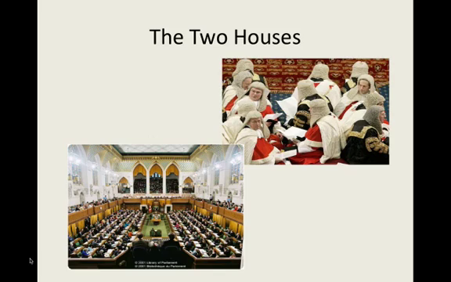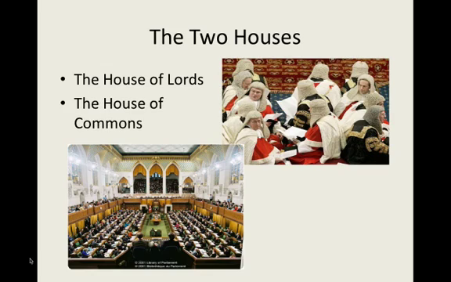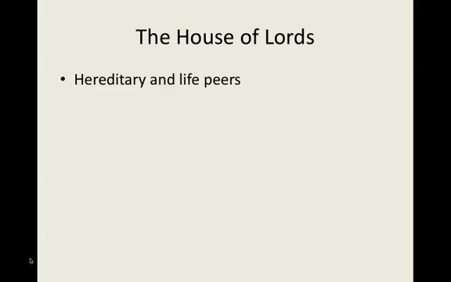Now, the parliament consists of two houses. You have the House of Lords and the House of Commons. The House of Lords consists of hereditary and life peers. That means men, usually men, some women as well, but usually men that have inherited a title. Altså de som har arva en adelstittel, for eksempel. De kan sitte da i House of Lords.